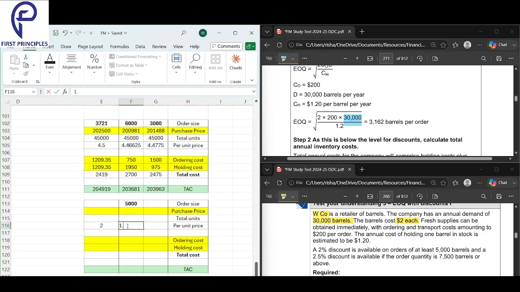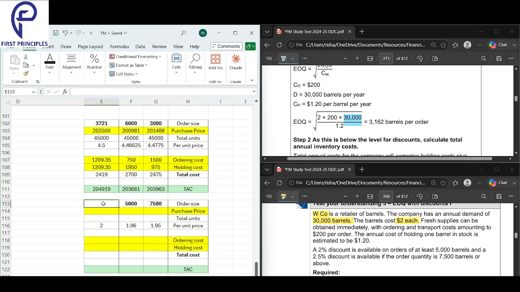If I buy 5,000, the per unit price will be 1.96. If I buy 7,500, I will get a 2.5% discount, so 2 into 97.5%, which is 1.95. Okay, so this is my per unit price if I go for these quantities.